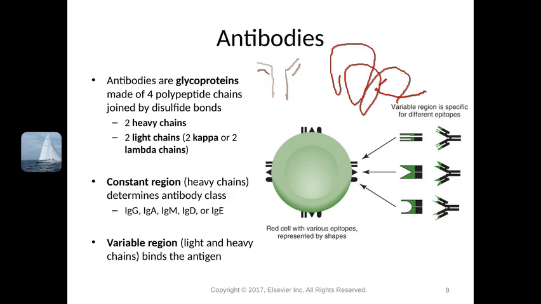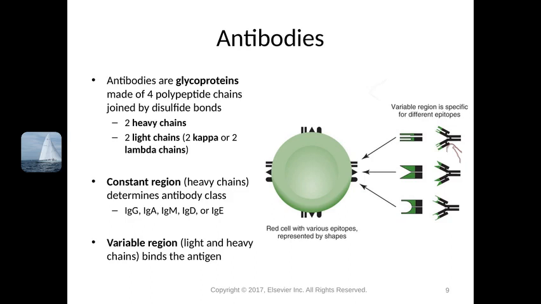So we have our heavy chains and our light chains. Our light chains will be kappa or lambda chains. Our constant region, on the heavy chain, which is this bigger one, will determine our antibody class. So we have IgG, IgA, IgM, IgD, and IgE. Hopefully this is a review and isn't anything new. Our variable region is our light and heavy chains, and these will bind the antigen. And this is the hinge region here, which allows these guys to move freely and bind with other antigen.